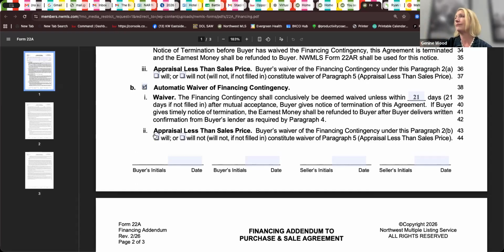Got terminated from their job. It cannot be, well, it could be debt to income ratio. That would be one reason, but it can't be they didn't have enough money to close. That's sufficient funds to close. So that would not be tanking their finance. That would be tanking their financing. They will lose their earnest money.